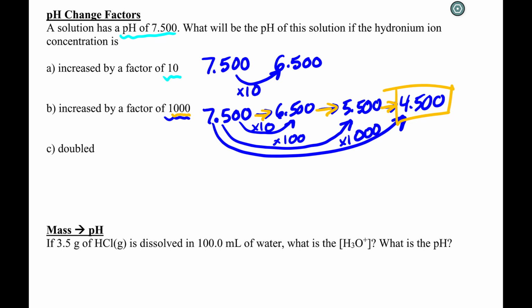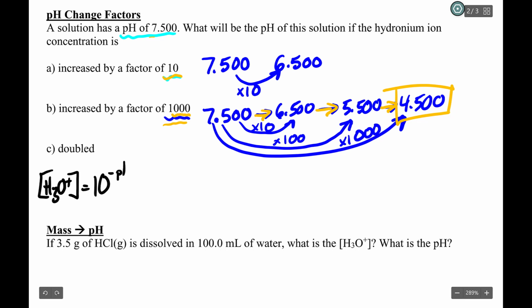The hardest question here isn't a 10 or 1,000. It's something like doubled or tripled or quadrupled. So if a solution had a pH of 7.5 and I wanted to know what the pH would be when I double the concentration of hydronium, it actually requires a couple of steps. I'd first have to figure out the amount of hydronium by taking 10 to the power of the negative pH. So in this case, it would be 10 to the negative 7.500, and this would give me a value of 3.1622, and so on, times 10 to the negative 8 moles per liter.